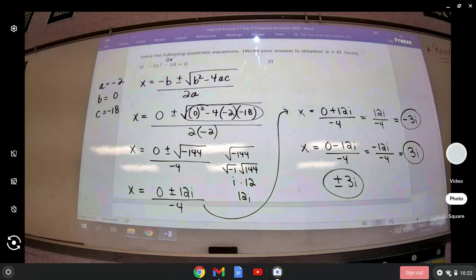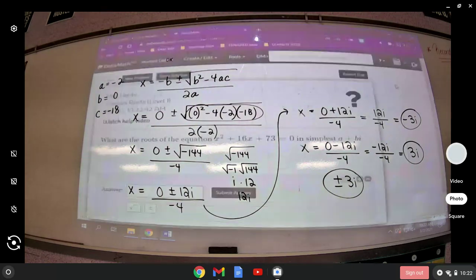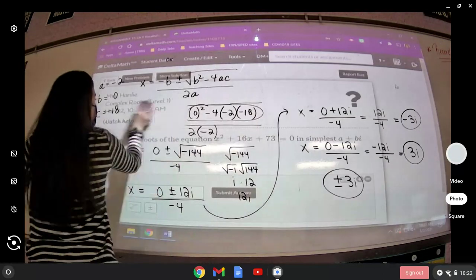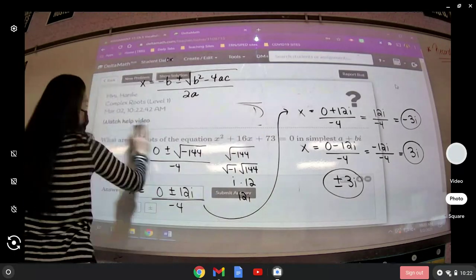Perfect. Let's do this one. All right, guys, let's solve this one. This will be our example 2. So this is what your homework tonight is going to look like.